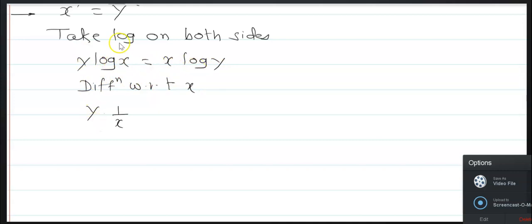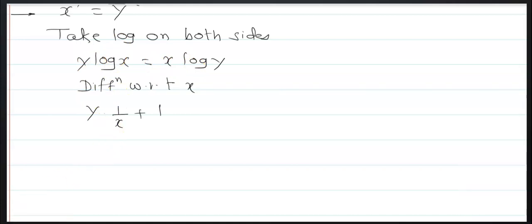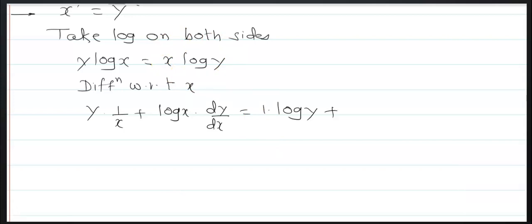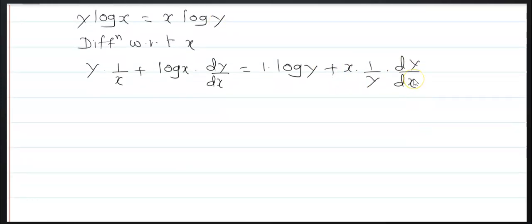Keep y as it is, log of x, its derivative is 1 upon x, plus log of x into the derivative of y, which is dy by dx. This is the derivative of y, dy by dx. Now the same thing is here. Derivative of x is 1, into log of y, plus x into the derivative of log of y, which is 1 upon y into dy by dx.